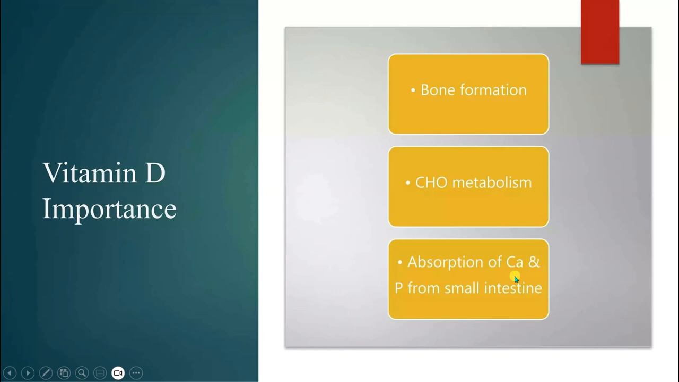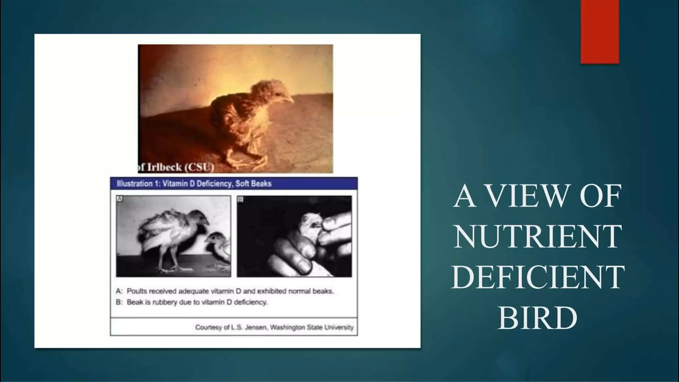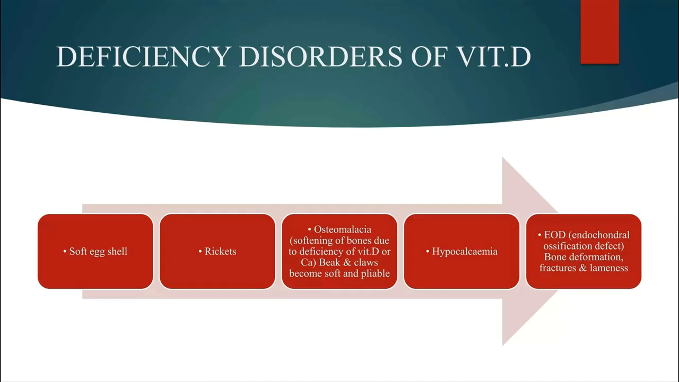Then vitamin D is very much required for bone formation and carbohydrate metabolism, and for absorption of calcium and phosphorus from the small intestine. But once again, for this, the cattle has to consume a sufficient quantity of a balanced feed. Especially in the case of birds, it causes different types of disorders, such as curled toe paralysis, etc.